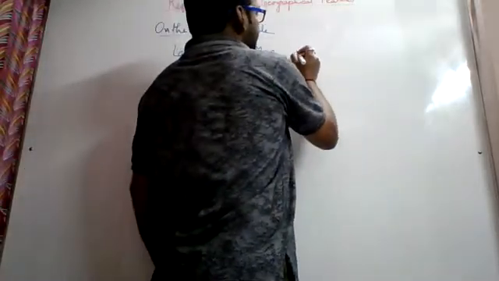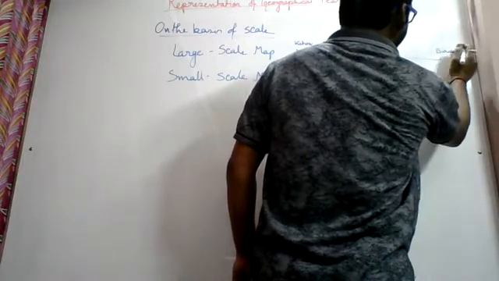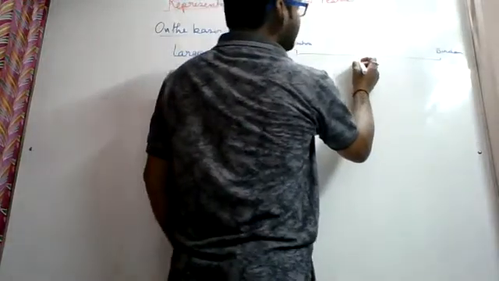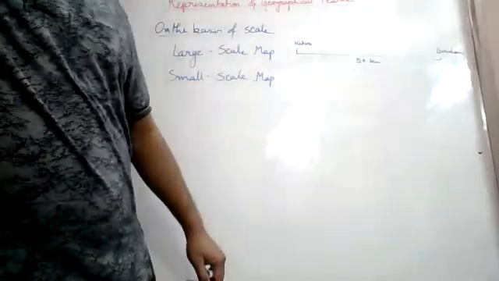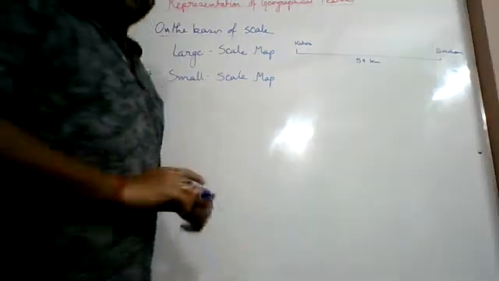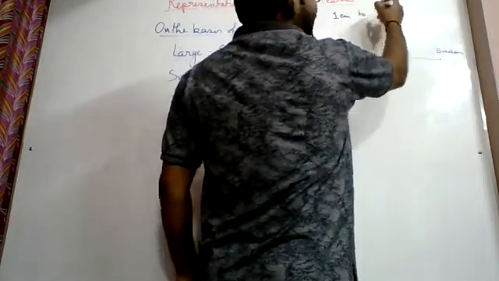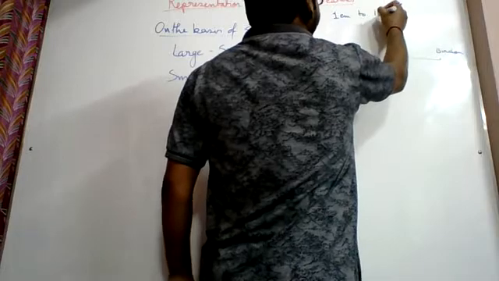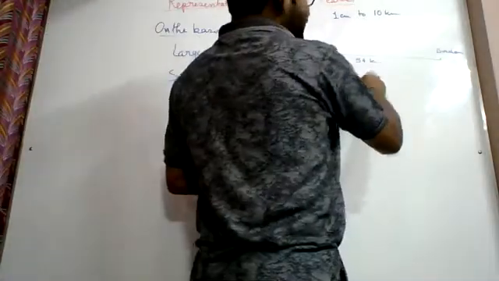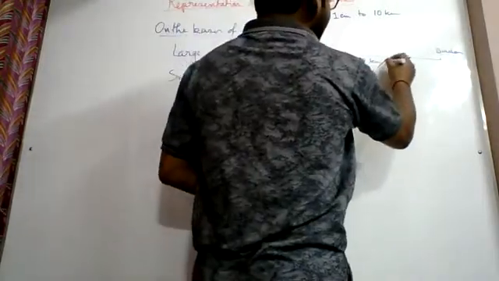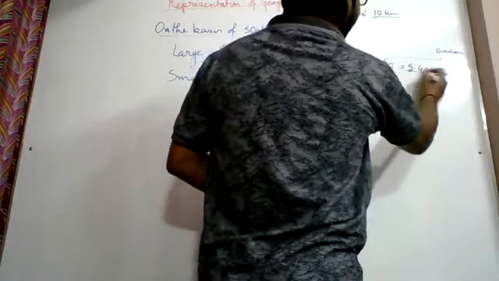Suppose, for example, this one is our Katwa and this one is our Bardhaman, right? And we all know that the distance between Katwa and Bardhaman is 54 kilometers. Suppose we take a scale of 1 centimeter to 10 kilometer, which is a large scale. To represent 54 kilometers, we have to draw 54 divided by 10 equals 5.4 centimeters, because 1 centimeter equals 10 kilometers.